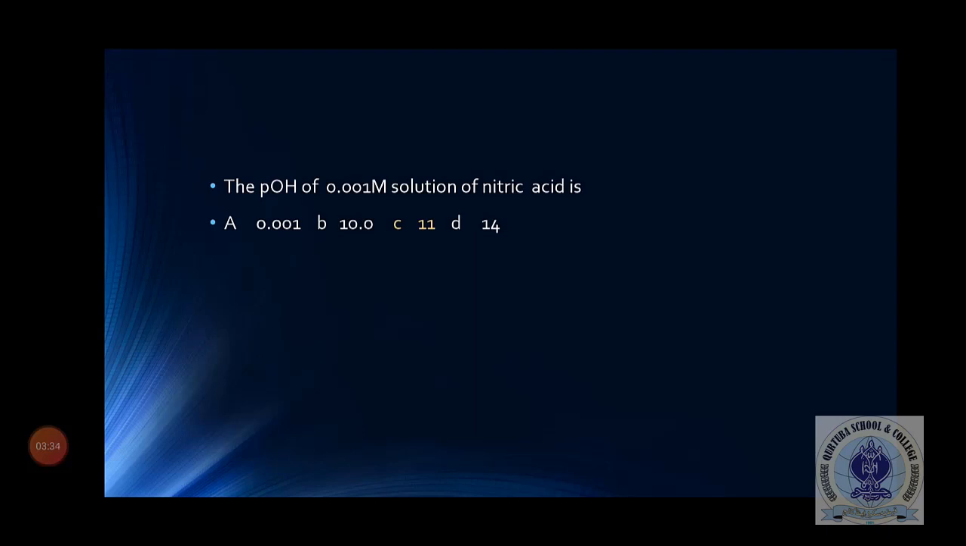Then we put the value of pH in another formula, that is pH plus pOH equals 14. When we put pH equals 3 and calculate, the answer will be 11. So here the pOH of a 0.001 molar solution of nitric acid is 11.